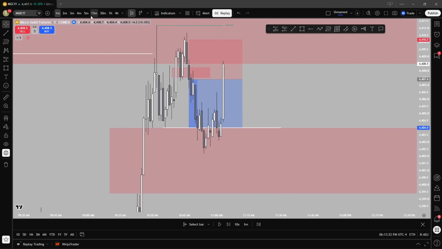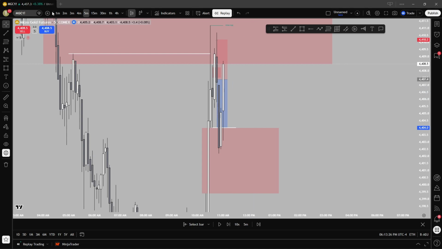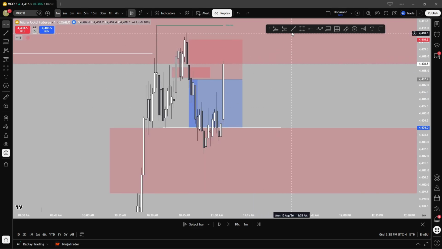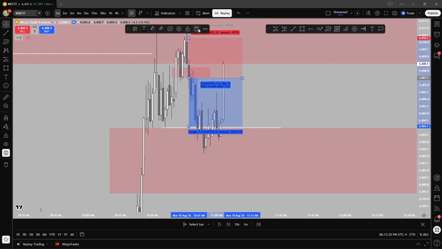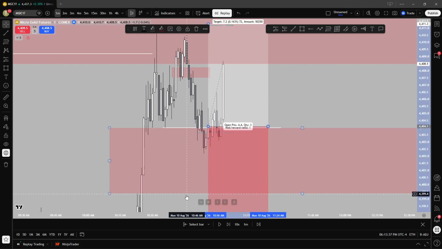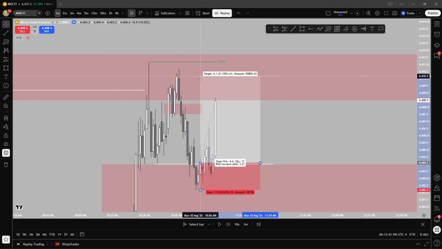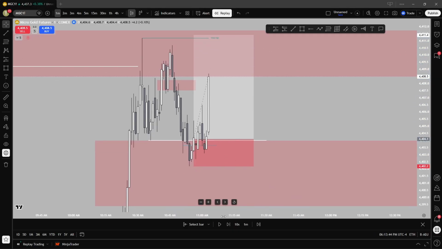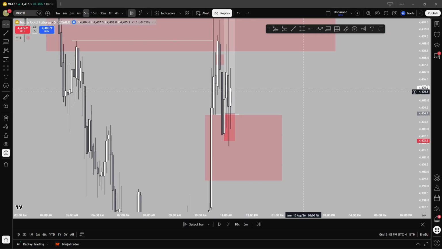Right? Come here on the 15 minute and a 5 minute. As you can see, you had a 5 minute fair value gap right here. And look at that. Nice little long played out. Stops right here. You're already up 1 to 2. You can go break even, close the trade or whatever. It's full TP smacked.